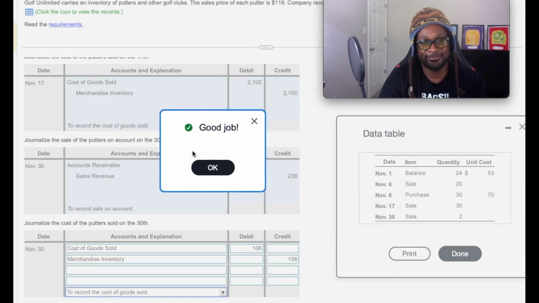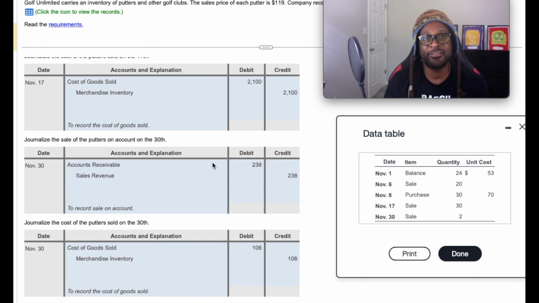Good job, gang. So there you have it. A nice, beautiful illustration of how to properly utilize the LIFO method when measuring cost of goods sold or ending inventory, as well as journalizing the transaction.